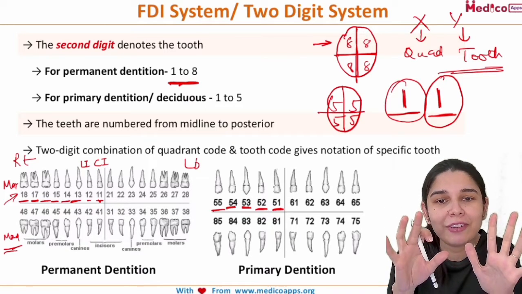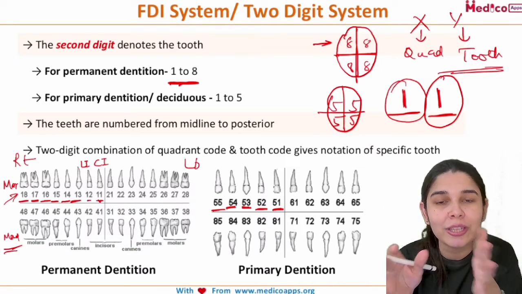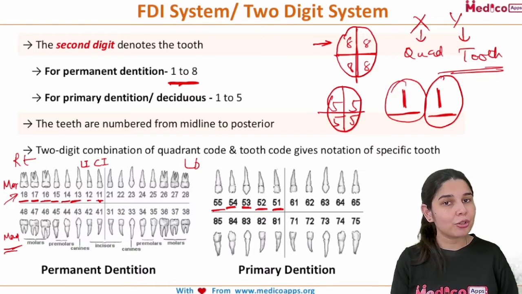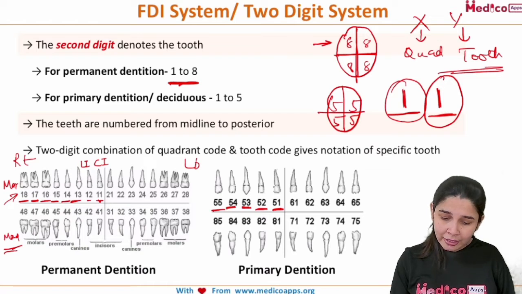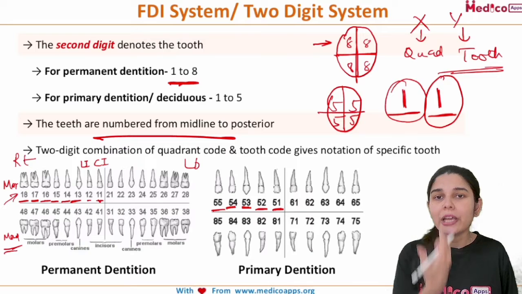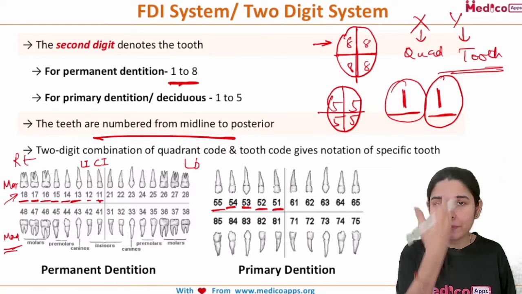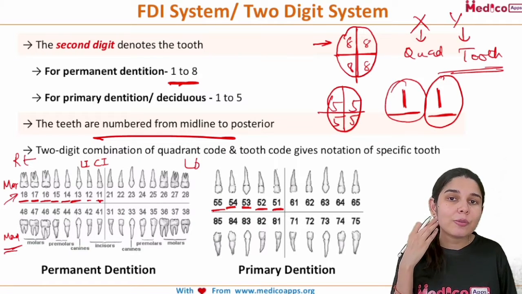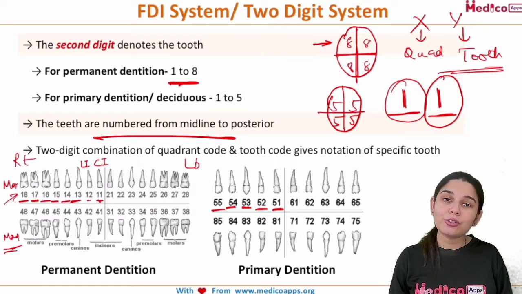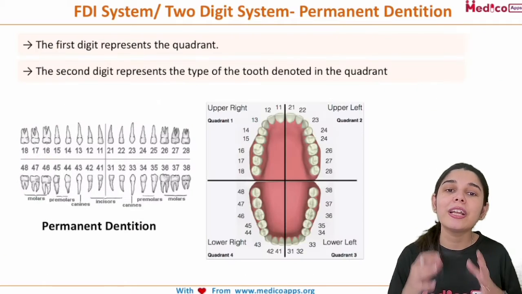In one quadrant, 5 teeth will be there. Simple calculation, and you don't have to get even confused with this FDI system. So the first digit shows the quadrant, second digit shows the tooth number. And the tooth numbering will start from midline to the posterior region, which I have already told you. I have started my tooth numbering. The second digit is starting from my midline. That is the first, and last one is your third molar, that is your posterior side. So I hope you have understood the two-digit numbering system.